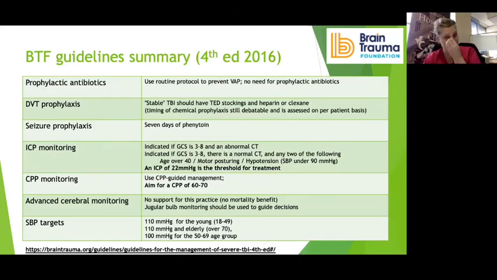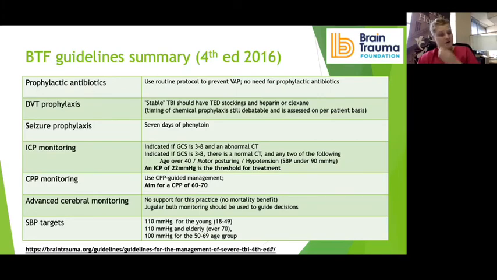ICP monitoring we already spoke to, but those are the BTF guidelines of GCS level and CT scan findings. Cerebral perfusion pressure monitoring: they do recommend that you use a cerebral perfusion guided management strategy, and that you should always aim to meet a cerebral perfusion pressure of between 60 and 70. Sometimes here we will tolerate a cerebral perfusion pressure of 50. But that being said, most of the time we manage 60 to 70 quite well.